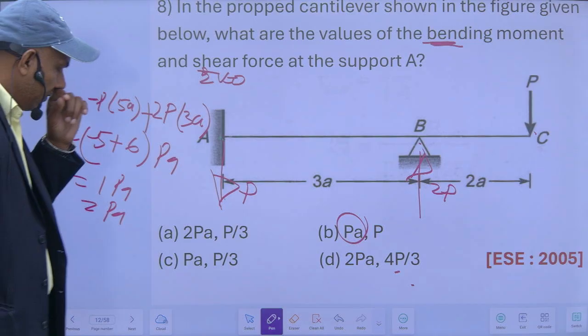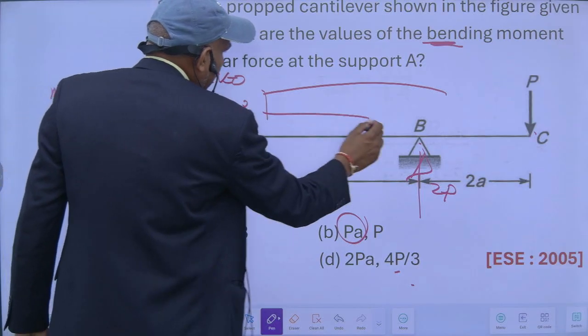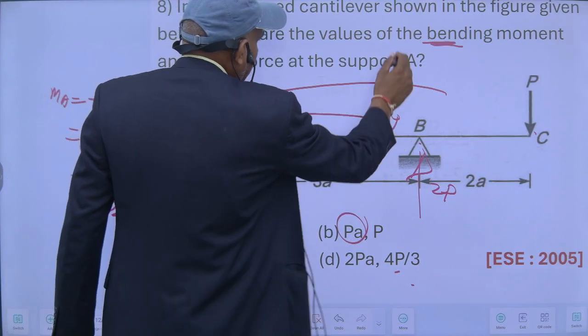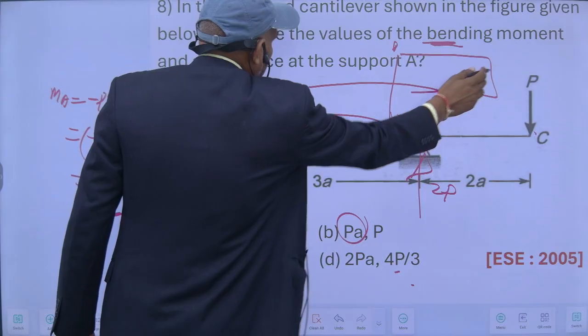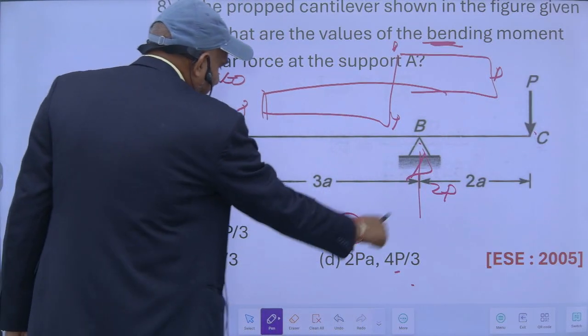If you draw the shear force diagram for this, it will be like this: P, then P, and P like this. So this P is the shear force at this point. So this one is the right option.